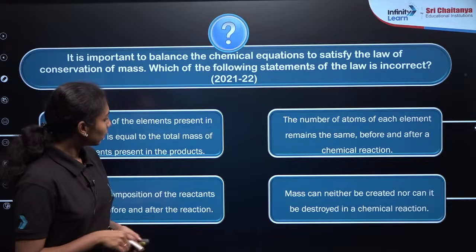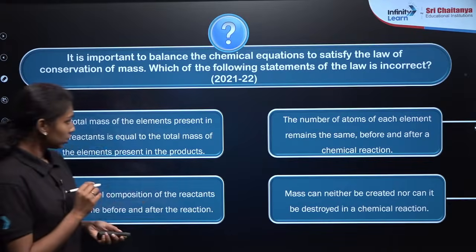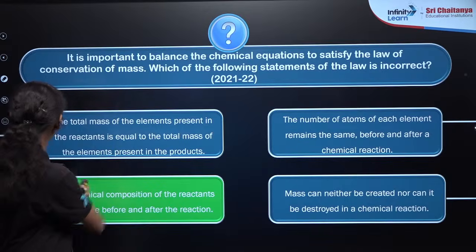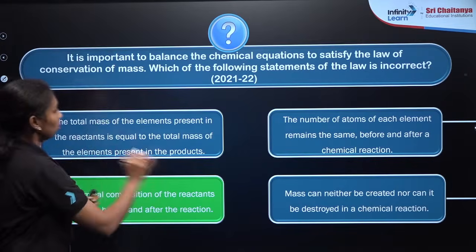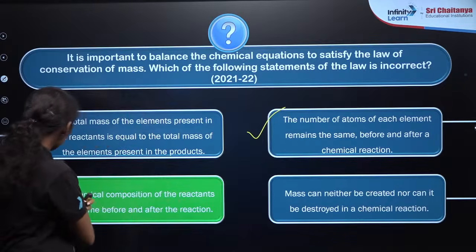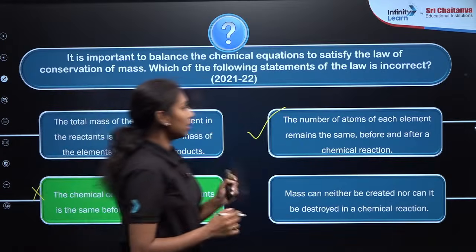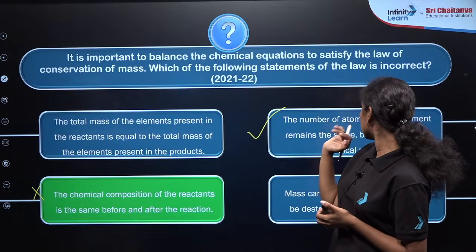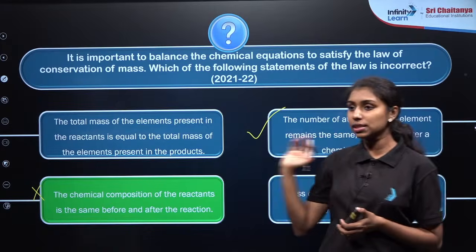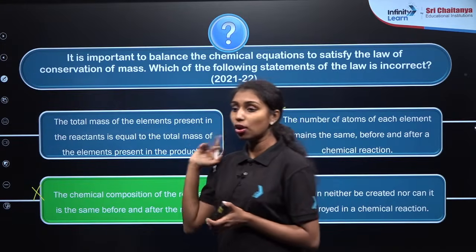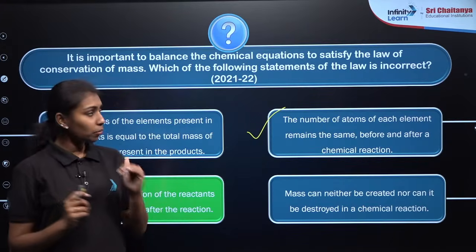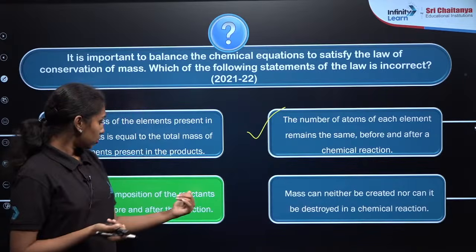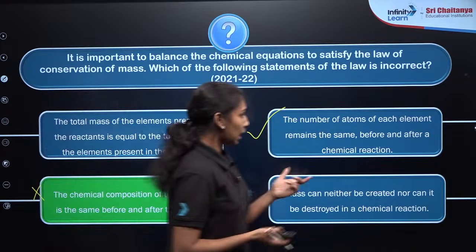Okay, option B will be the correct answer here. There is a confusion in the option B and C here. So the number of atoms of each element remains the same before and after chemical reaction is the wrong statement according to the law of conservation of mass, right? So after balancing the equation only it will be the same, before it will be different. So don't get confused here in the option C and B here.